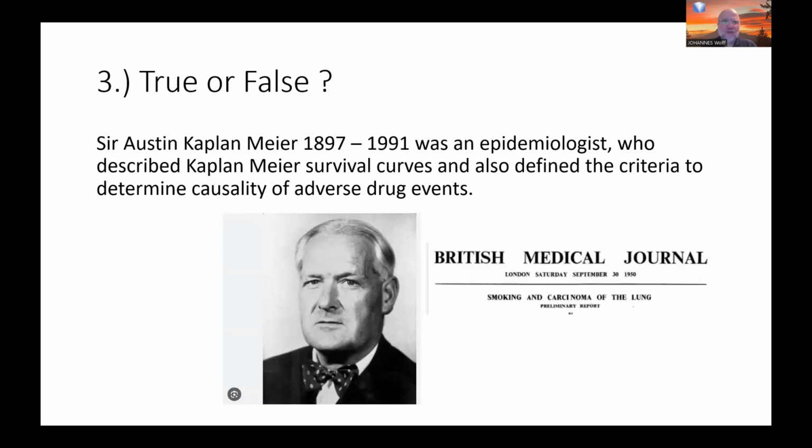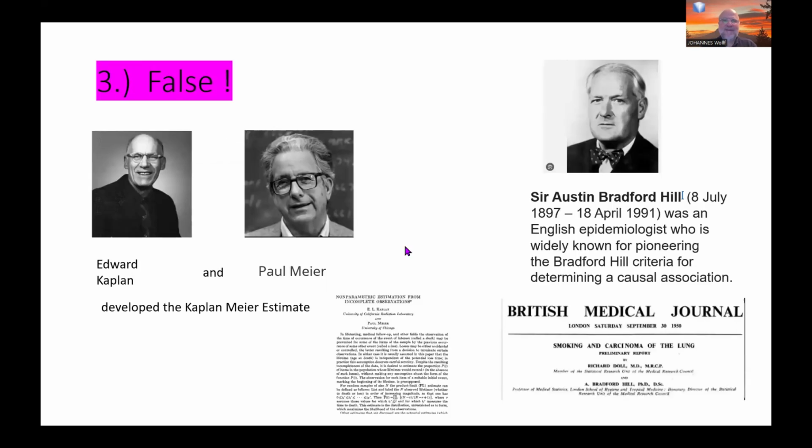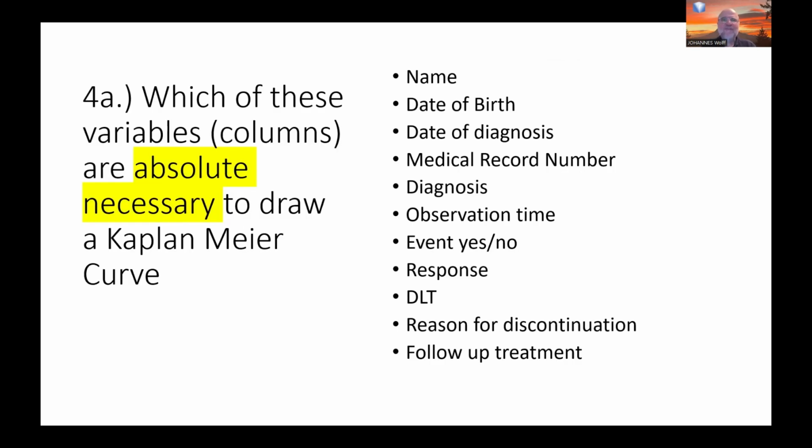True or false? Sir Austin Kaplan Meier, who lived 1897 to 1991, was an epidemiologist who described the Kaplan Meier survival curves and also defined the criteria to determine causality of adverse drug events. You may pause the video. The answer is false. The Kaplan Meier curve was described by 2 people, Edward Kaplan and Paul Meier, 1958. The story of the person who described the causality criteria came from Sir Austin Bradford Hill, and they're called the Bradford Hill criteria.